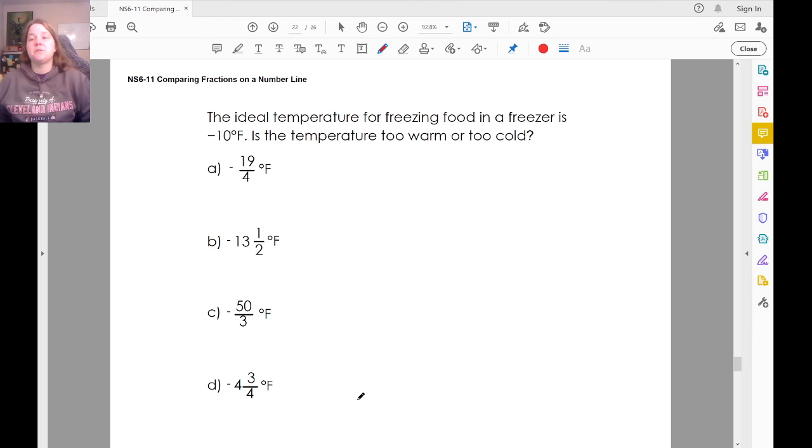The ideal temperature for freezing food in a freezer is -10 degrees. Are these temperatures too warm or too cold? You go ahead and try these on your own. When you come back, we'll talk about it.